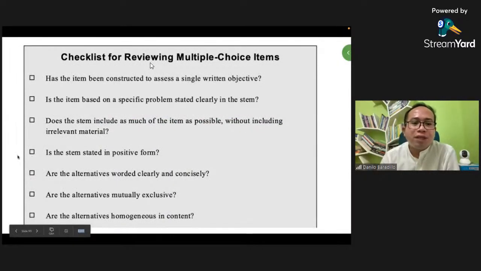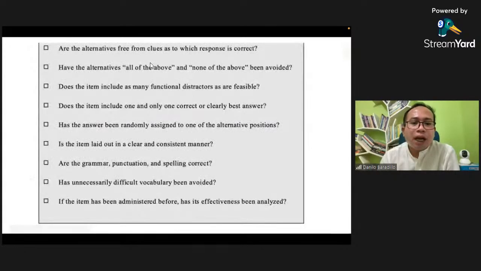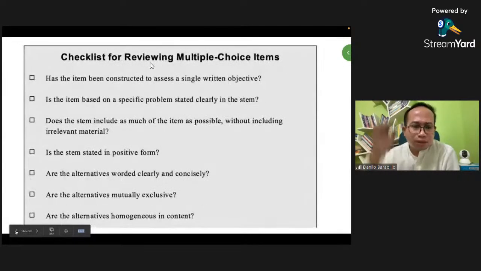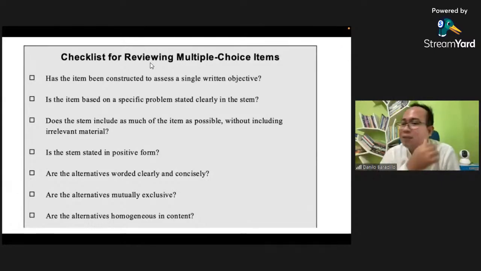Okay. Now those are some sort of assessment. Here are the checklists for reviewing multiple choice items. Has the item been constructed to assess a single written objective for a particular topic? Is the item based on a specific problem stated clearly in the item?